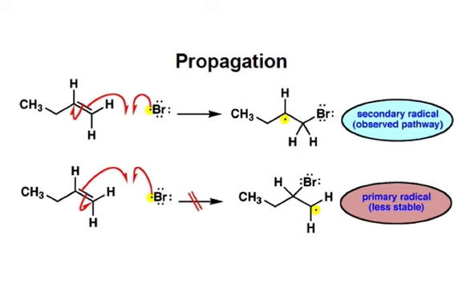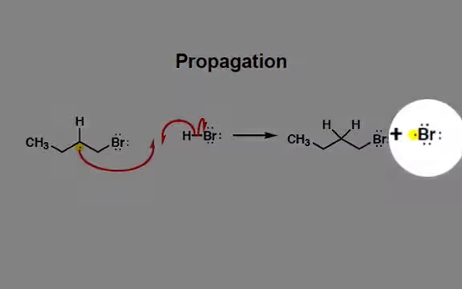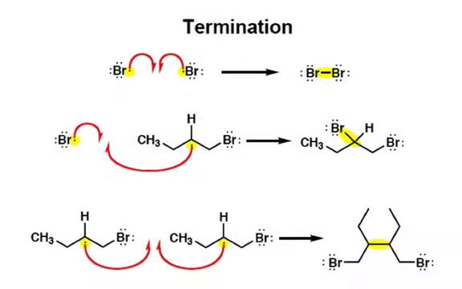After this initial propagation step, our secondary radical, which is trying to achieve a full octet of electrons, will react with another molecule of hydrobromic acid to reproduce our bromine radical. Thus, our reaction can continue over and over again until we finally terminate our reaction.